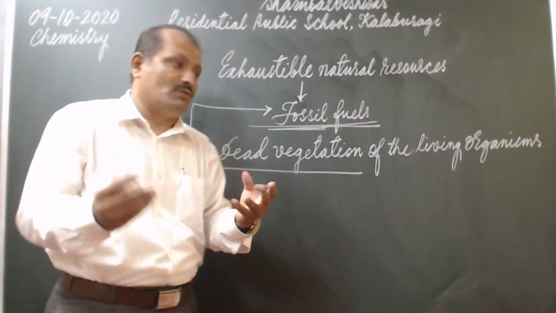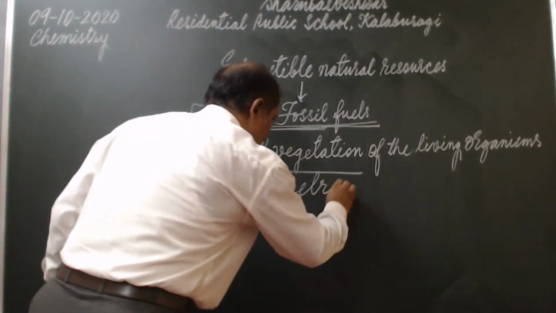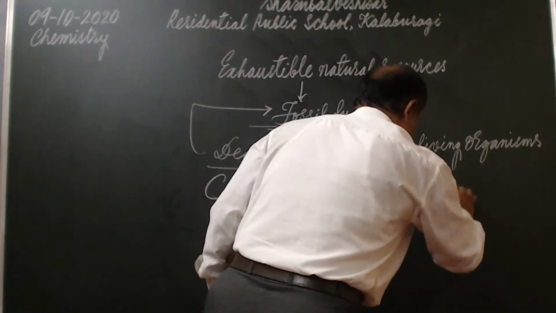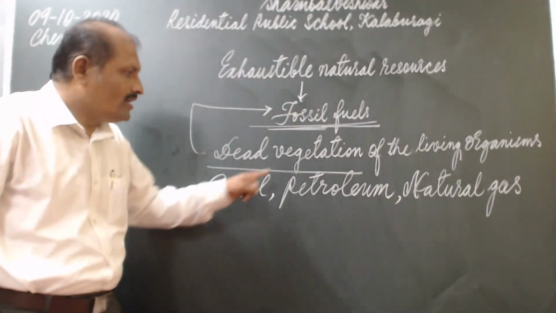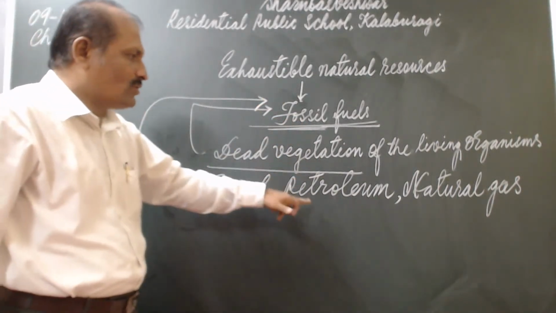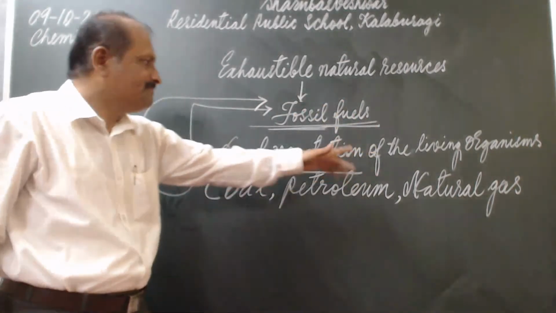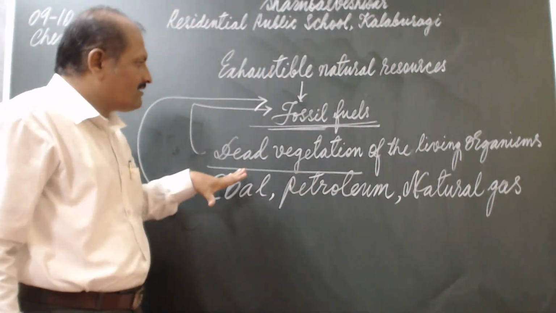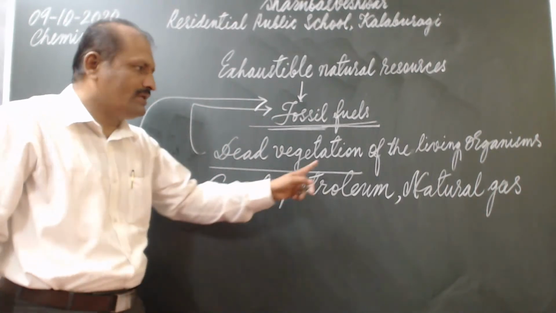And which are the popular fossil fuels? See, I say coal, petroleum, and natural gas. Coal, petroleum, natural gas are called fossil fuels. Fossil fuels are formed from the dead vegetation of the living organisms, and these fossil fuels are nothing but exhaustible natural resources. So, this way, they are popularly known as fossil fuels, and we are studying the fossil fuels: coal, petroleum, natural gas.